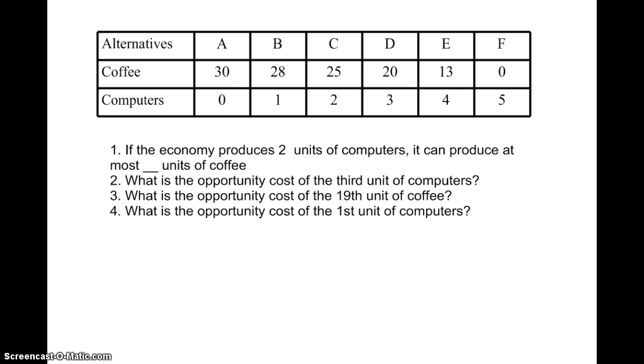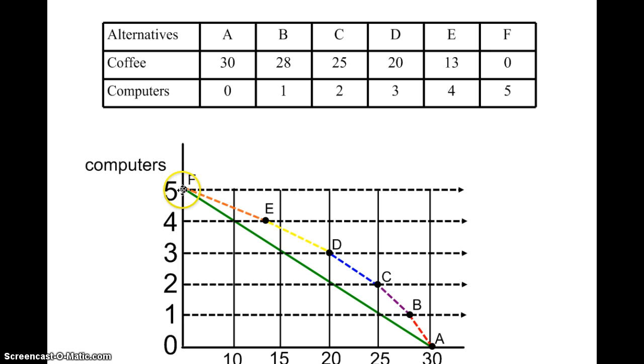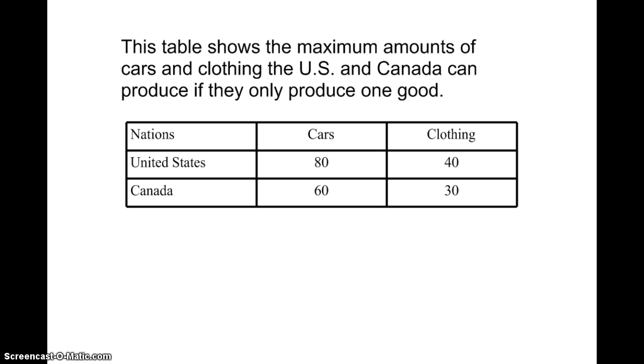Now let's look at 2 separate comparative advantage problems. This one I think causes less problems for people because, as you can see, it is an output problem. As it says, this table shows the maximum amount of cars and clothing the US and Canada can produce if they only produce one good. So referring back to this table, these would be the 2 extreme points, the 2 endpoints in the country's production alternative tables. And that's all we need to consider when we're calculating comparative advantage.